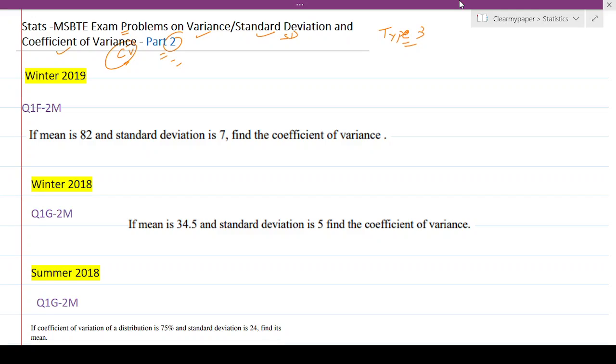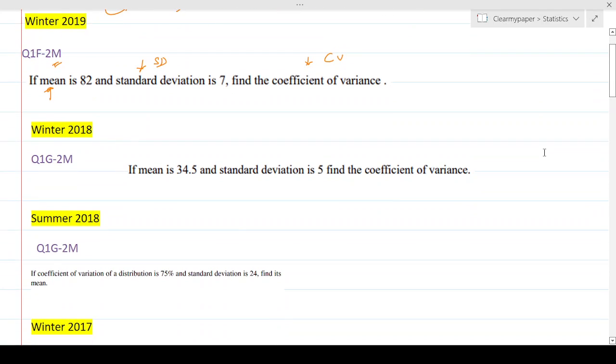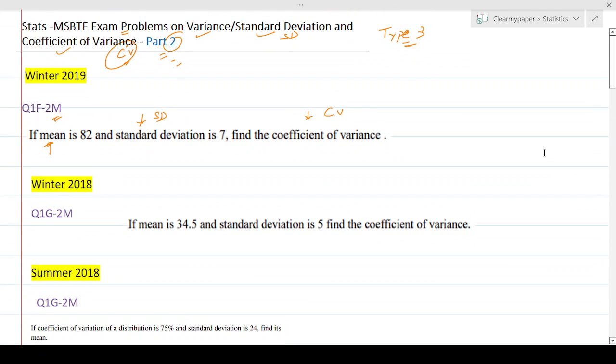Okay, let's talk about the first variation, like I discussed in the previous video. I've extracted all the questions which are similar, where we get this for 2 marks. Out of the 3 parameters, the first is mean, the second is SD, and the third is CV, we'll be given 2 parameters and need to find the third value. That will be the same pattern across all the examinations, and it typically comes for 2 marks in question 1, and we can knock it off because it's an easy 2 marks.